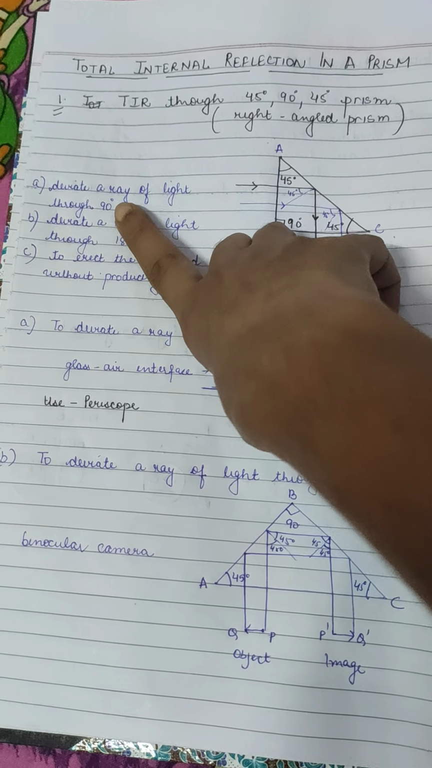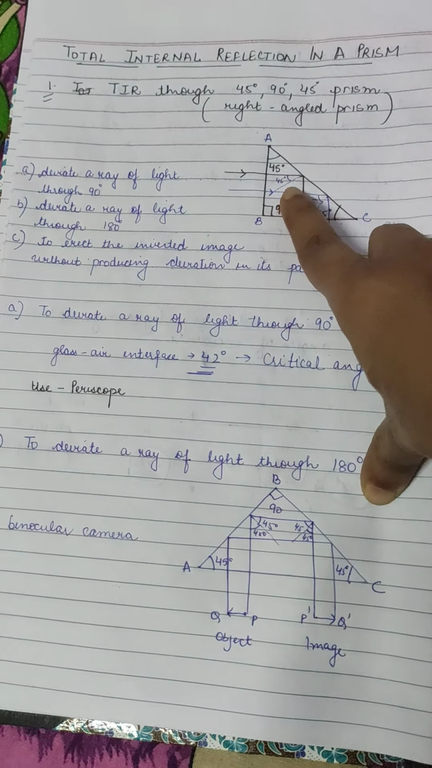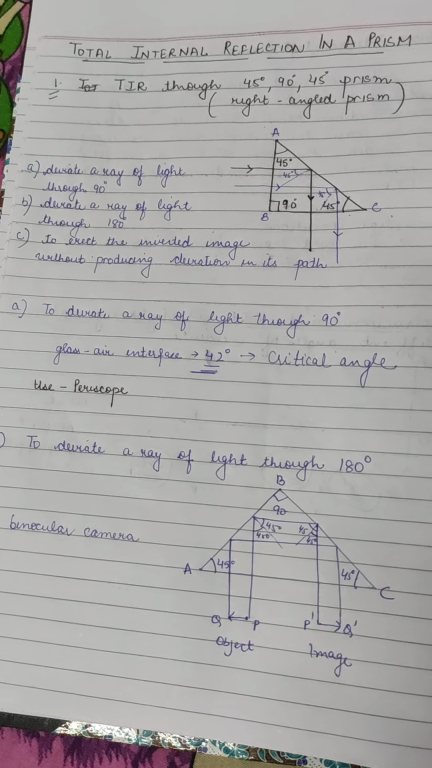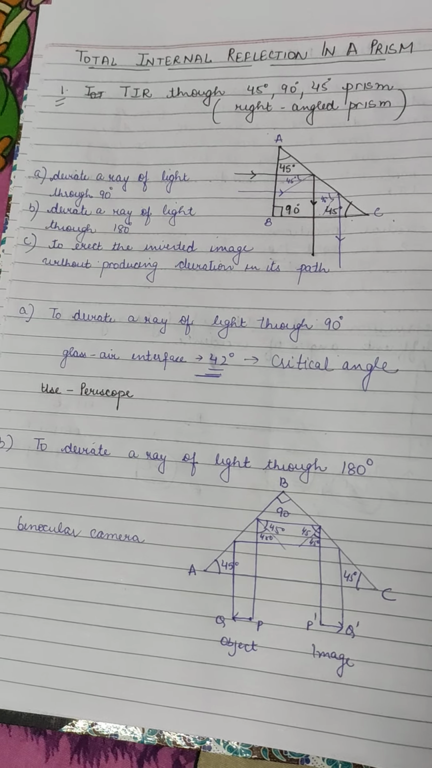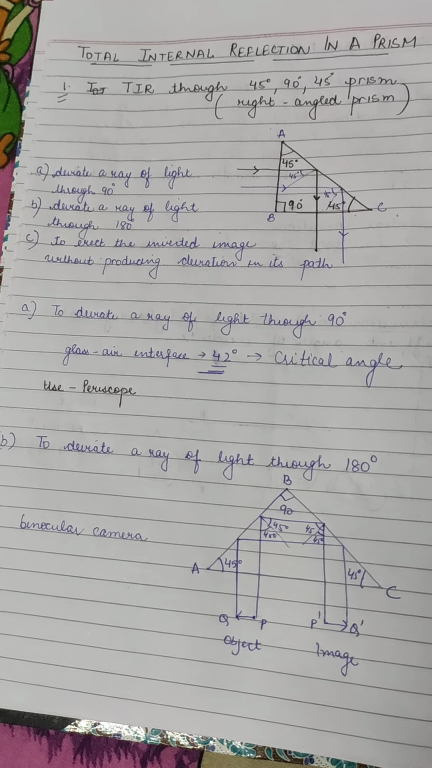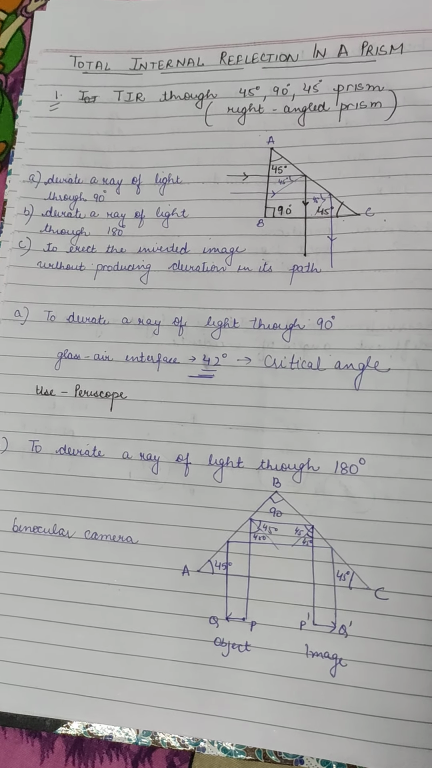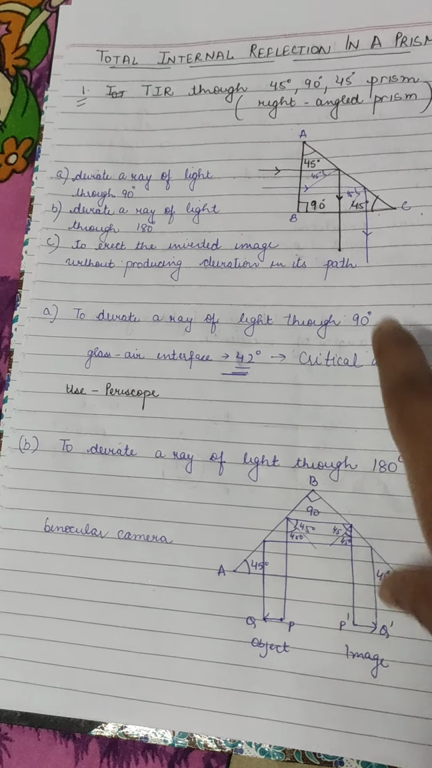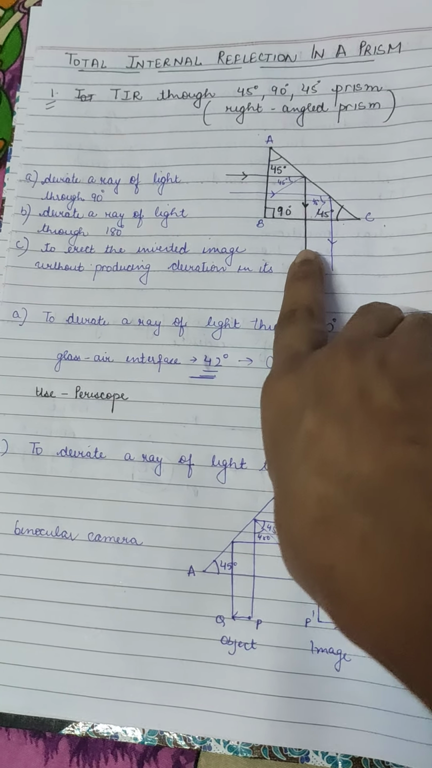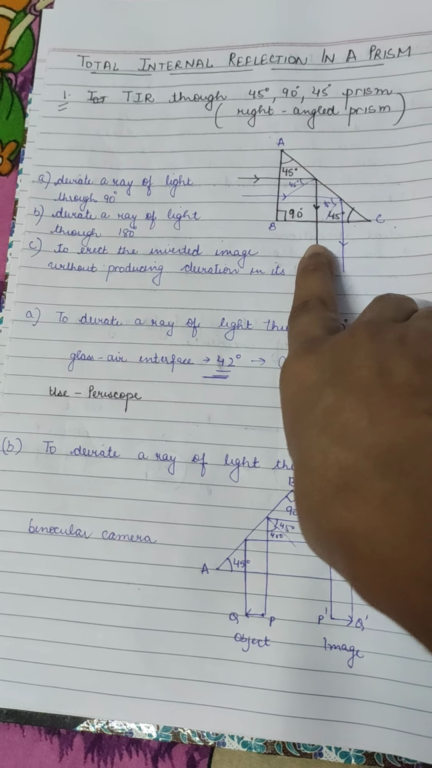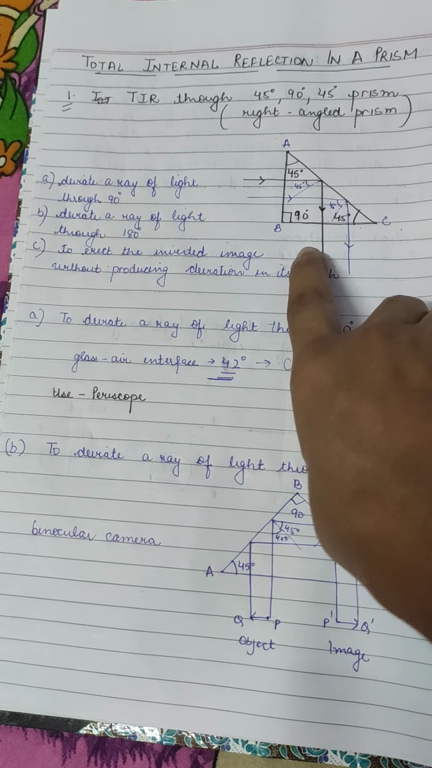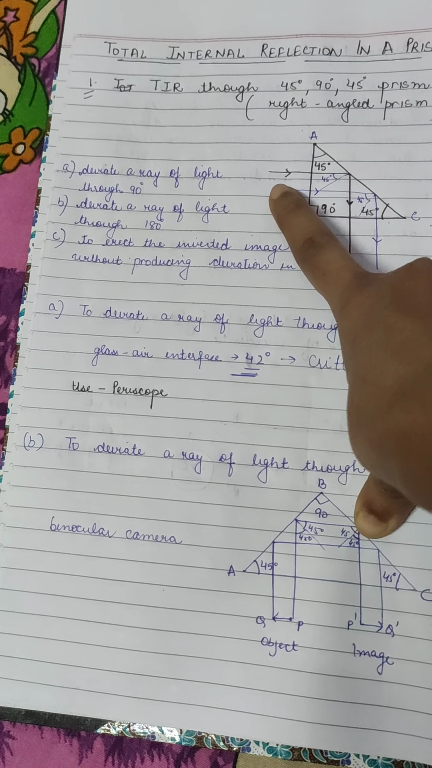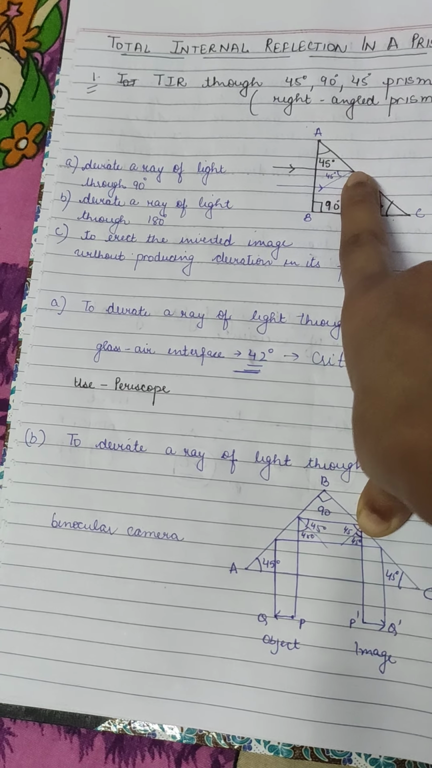So the first case is to deviate a ray of light through 90 degree. It is deviating the ray of light at 90 degree. Now in the note they have given the principle of reversibility. By the principle of reversibility of the path of light, if light is incident normally on the face BC, it will emerge out from the face AB and suffers total internal reflection at the face AC.